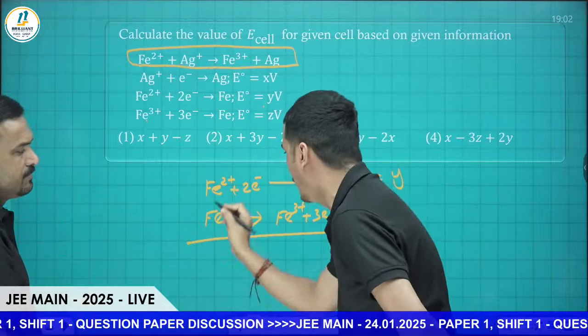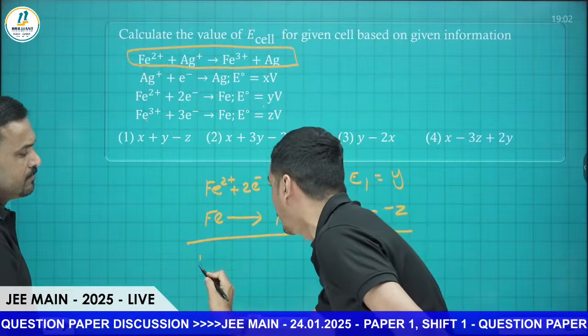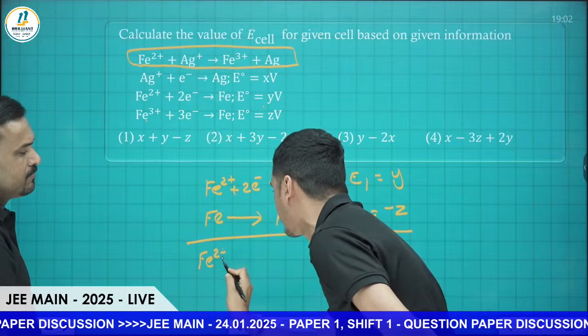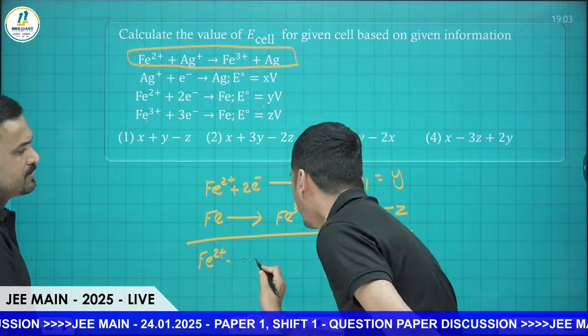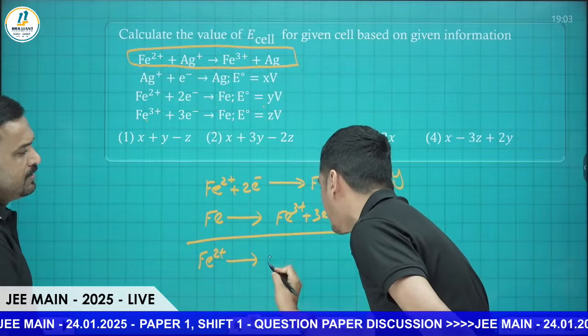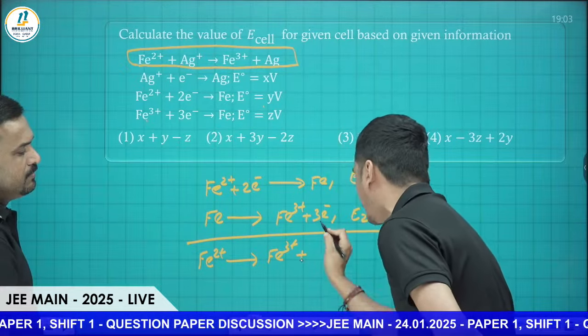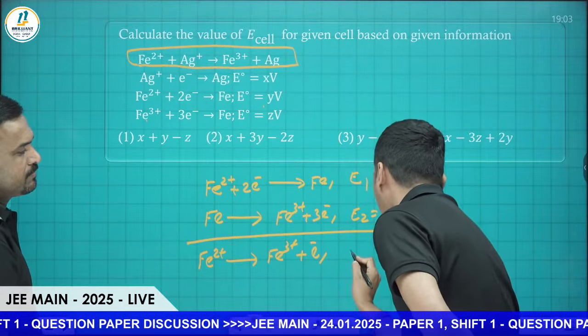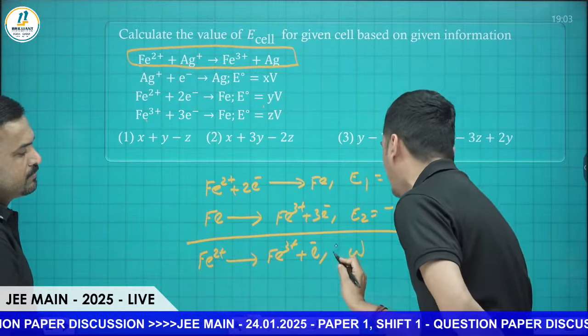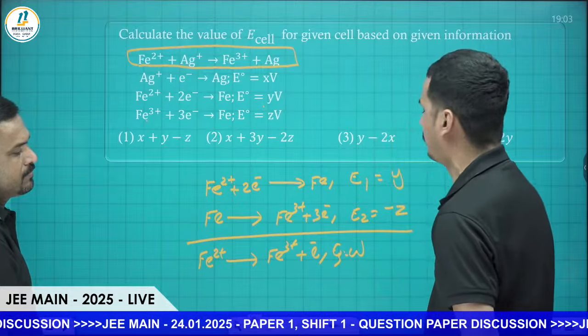Now we can add. I am adding this together. So at that time it will become Fe2 plus. Okay, Fe2 plus gives Fe will get cancelled. Fe3 plus, and here 2 electrons and here 3 electrons. So here 1 electron will be there. This one I am taking as E3. E3 equal to W I am taking.